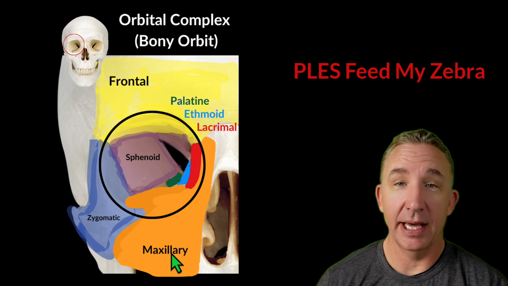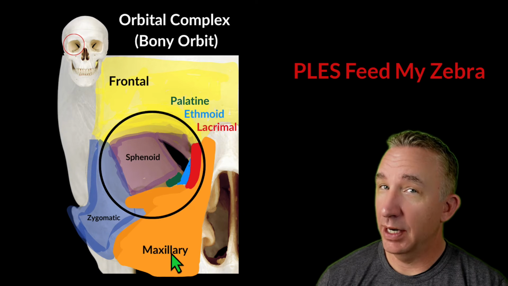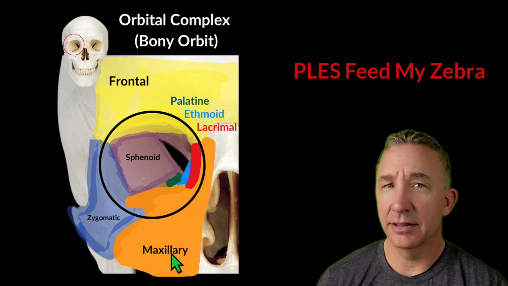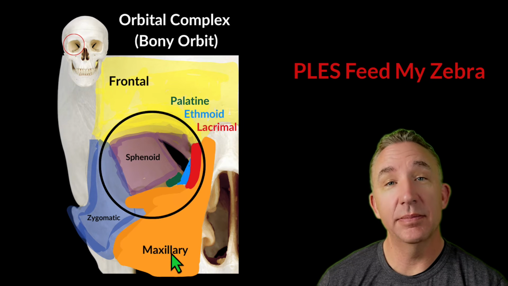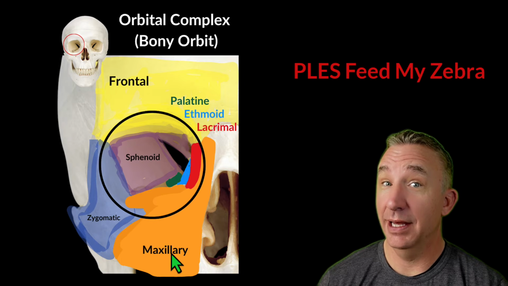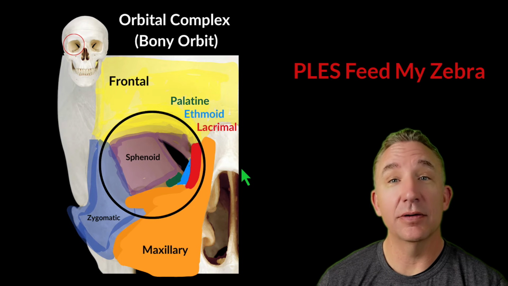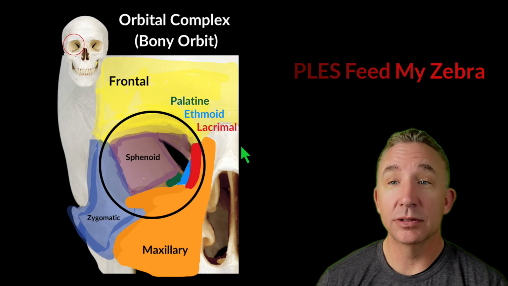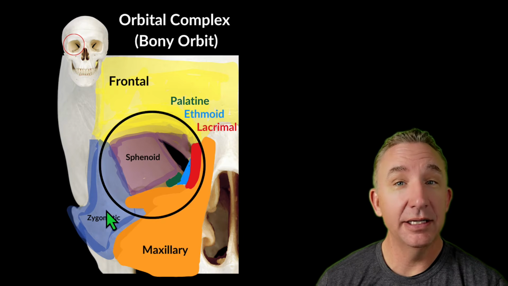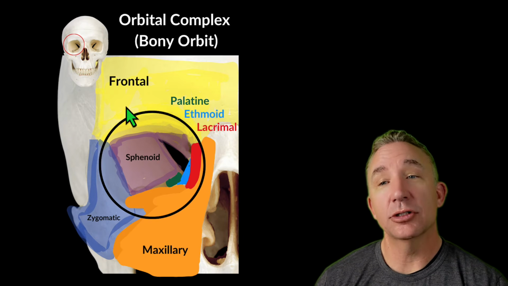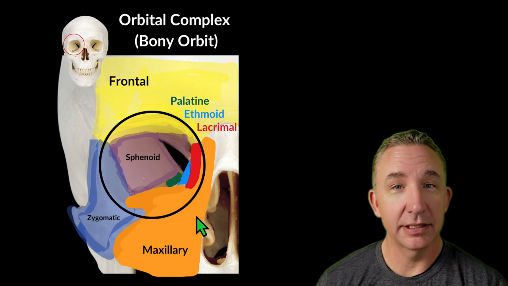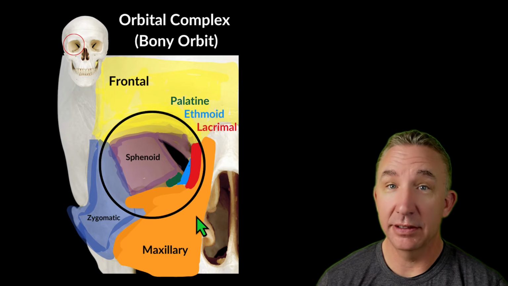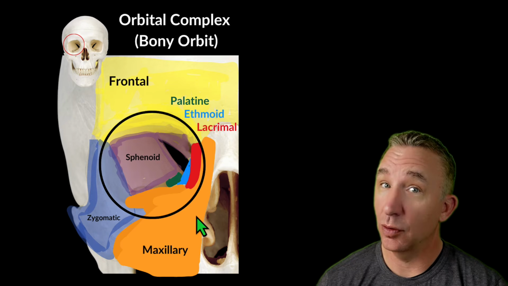Sometimes I'm not a fan of mnemonics, as we've seen in a previous video, because now you're learning something completely different that's not associated with the eye at all, but some students like using them. So please feed my zebra, but please is spelled P-L-E-S. This is how you can remember the 7 bones, but you're already learning them independently. So this is just a concept of understanding the bony orbit, or the orbital complex, is how these 7 bones fuse together to give me one distinct area to hold my eye.